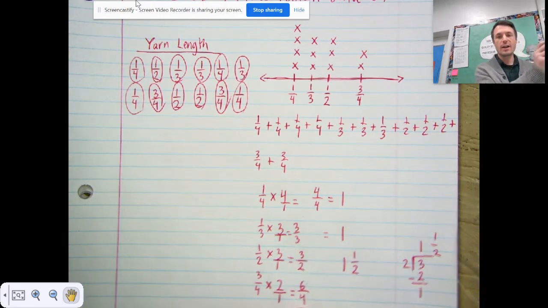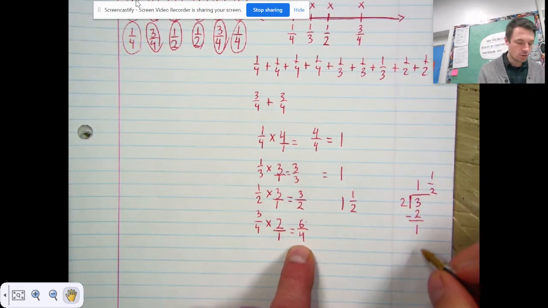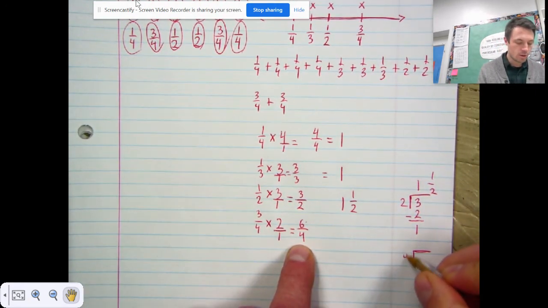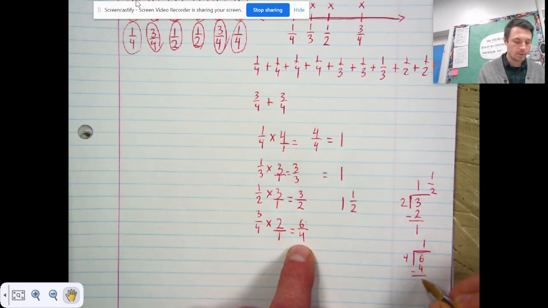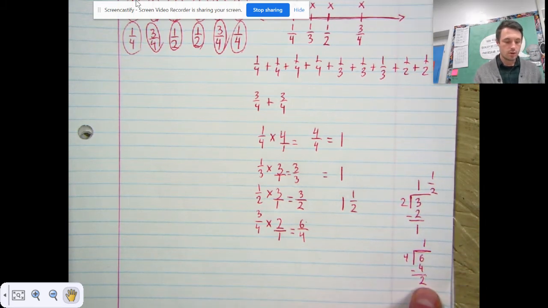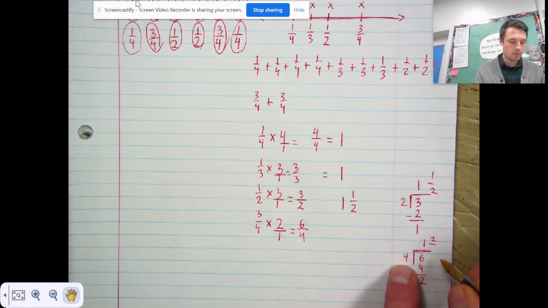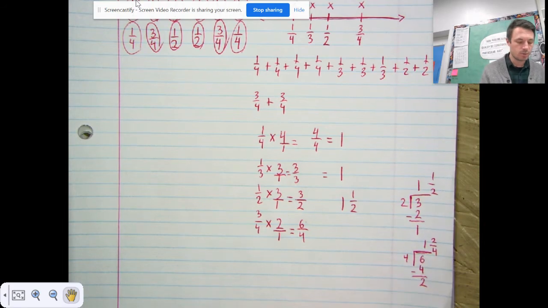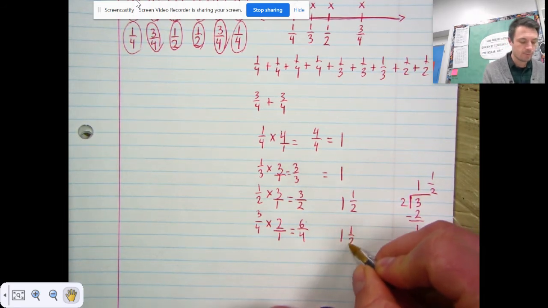That's an improper fraction, so we have to change it into a mixed number. 4 can fit into 6 one time. 1 times 4 is 4. 6 minus 4 is 2. That becomes our numerator. That's our denominator. And 1 2/4 we know simplifies to 1 1/2.